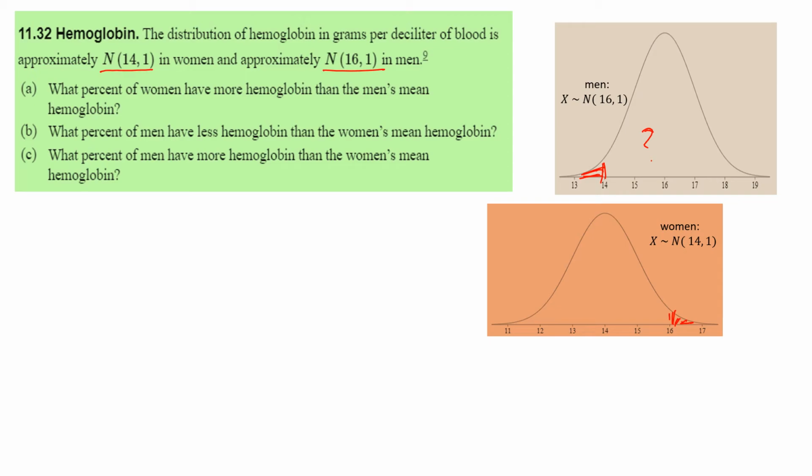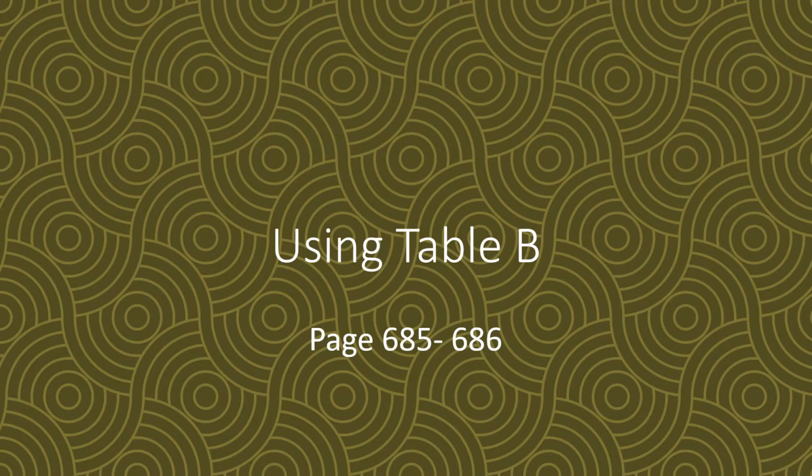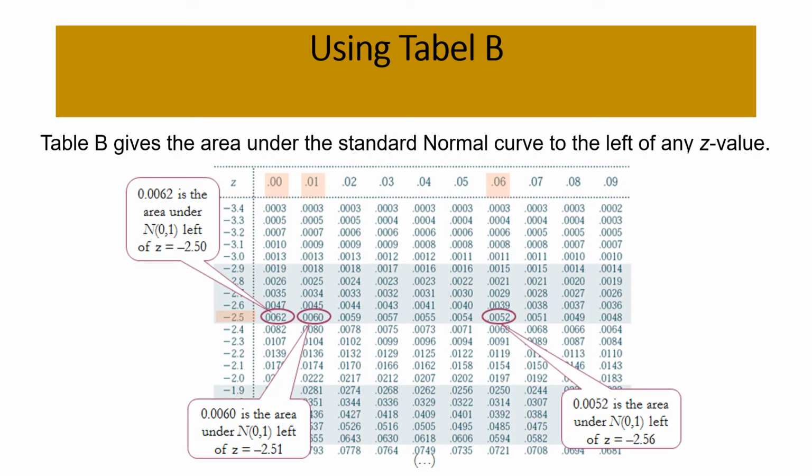You can easily calculate those results. Now let us try to see the necessity for table B. The table B you can find from your textbook from page 685 to 686. The table B looks like this.